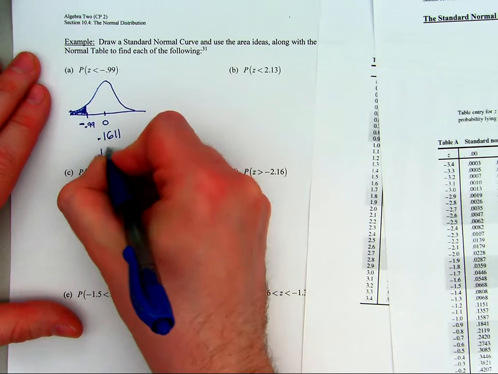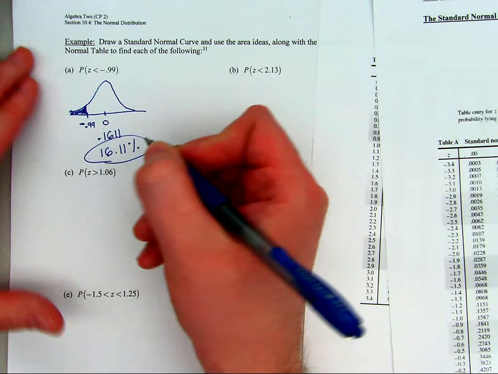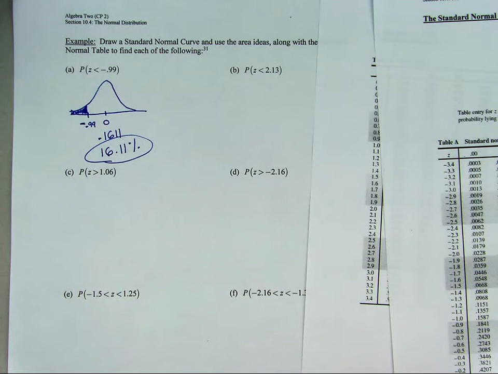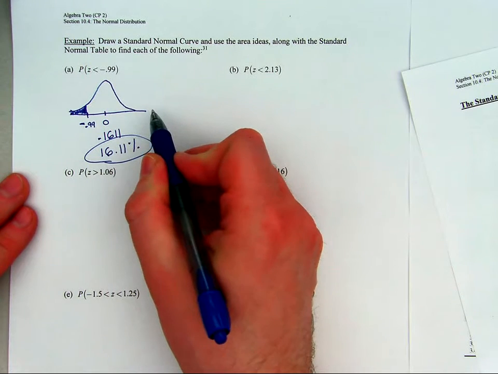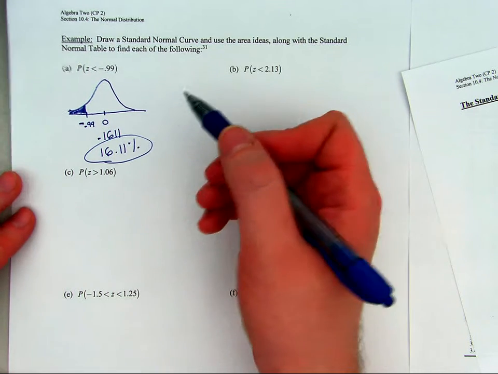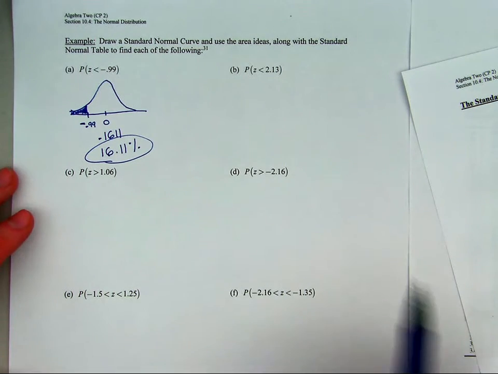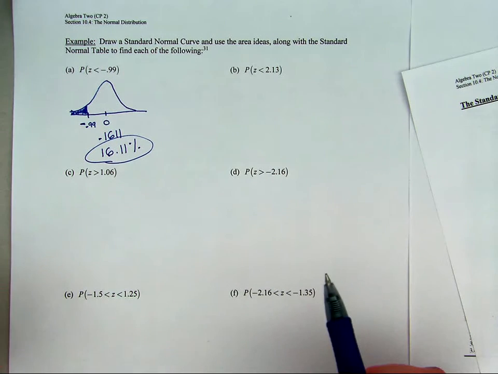So I'm going to say that 16.11% of my data is less than negative 0.99. This really isn't anything new. The only extra piece we're doing just to get us ready for the next few problems is sketching a standard normal curve, which I will be looking for you to do in the homework, and then going to the table and picking things out again, because this is going to be very useful when we start doing things to the right and in between values in just a moment.